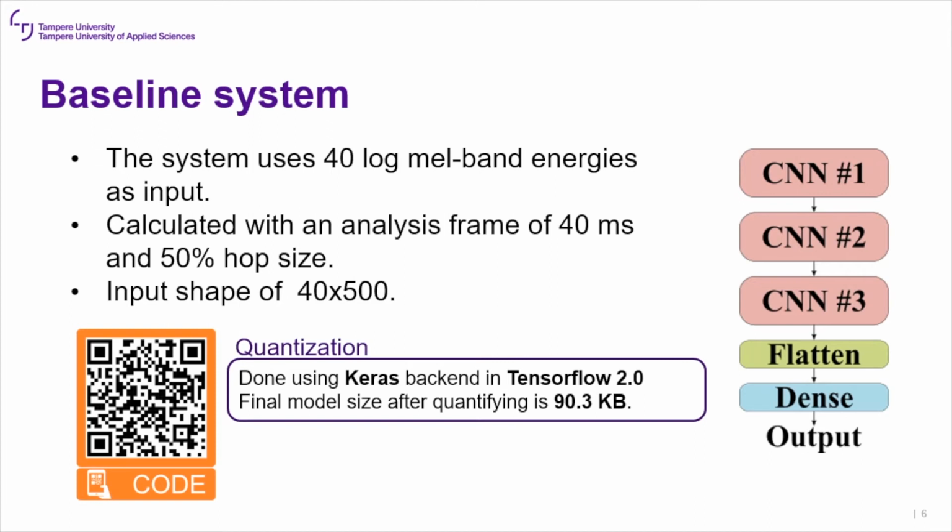The baseline system consists of a fully convolutional neural network. The input for training the network is calculated using 40 log mel band energies with an analysis frame of 40 milliseconds and 50% hop size. In order to fulfill the model size limitation, the model parameters are quantized to 16 bits using the Keras backend in TensorFlow after the training.